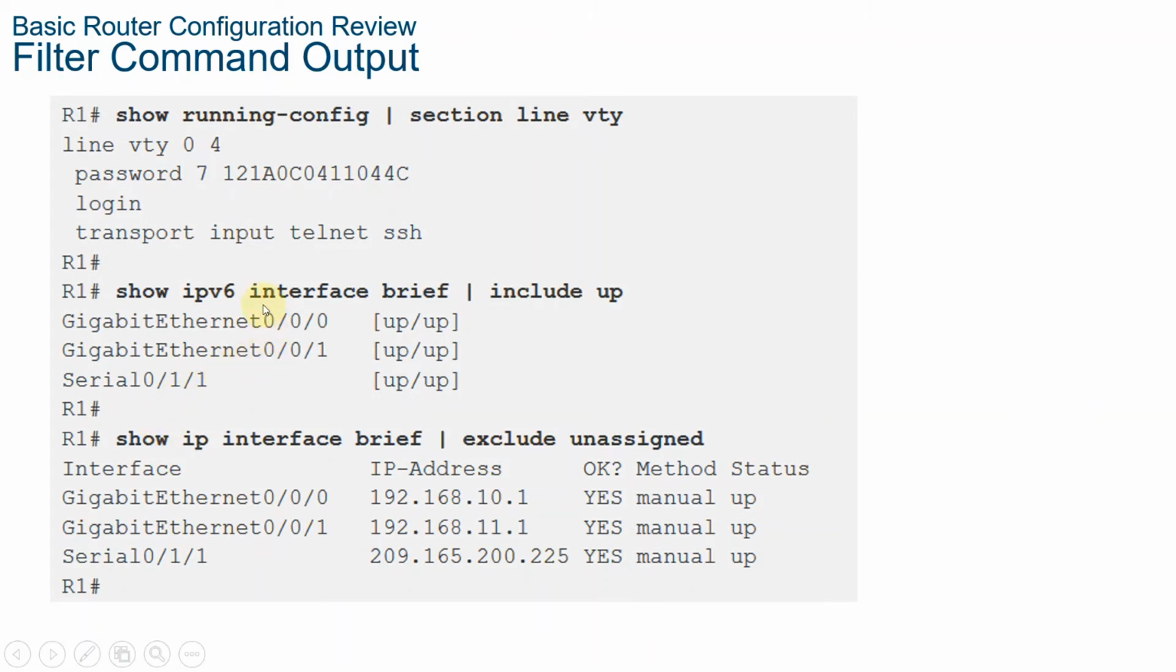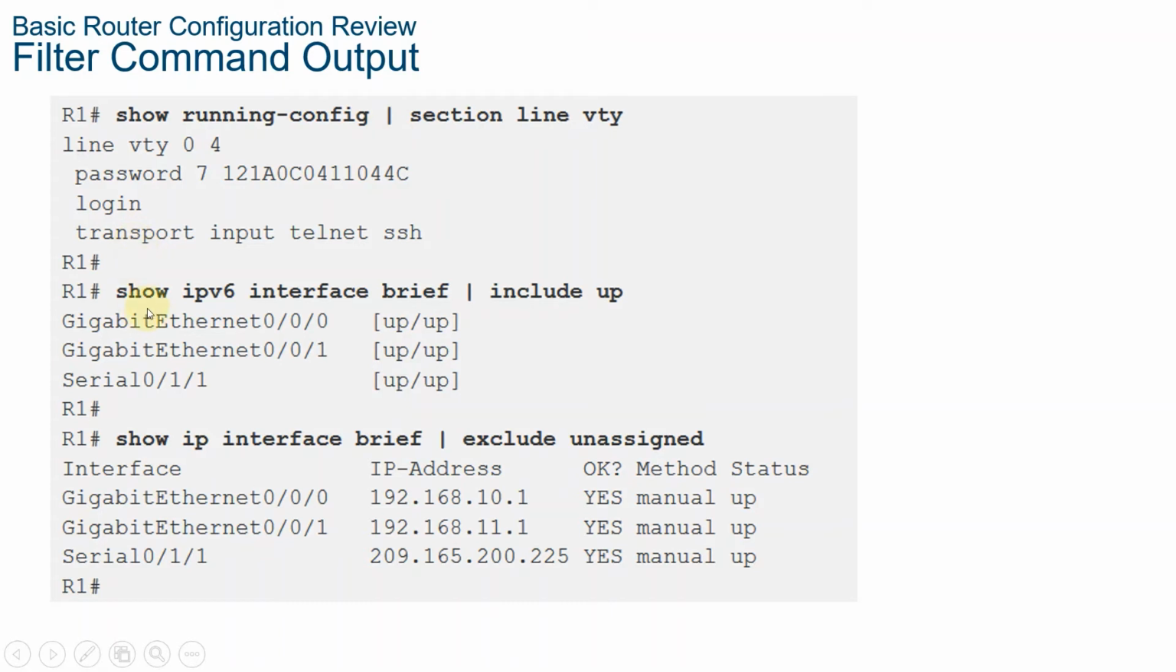So we have here an example. Okay. So show running config, pipeline, section, line VTY. If you will observe, the output should start with line VTY. So if you have several line VTY there, that would be displayed starting on that point, line VTY. Instead of typing show run, that would display all the configurations made on the device or on the router, we could simplify and minimize the output by using these pipeline commands.